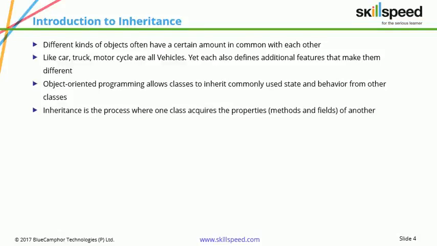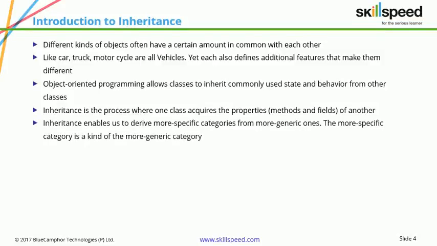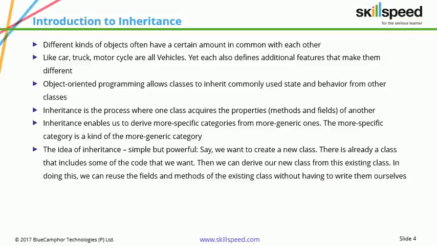Inheritance is the process where one class acquires the properties, which are the methods and fields, of another class. Inheritance enables us to derive more specific categories from more generic ones. The more specific category is a kind of the more generic category. The idea of inheritance is simple but powerful.